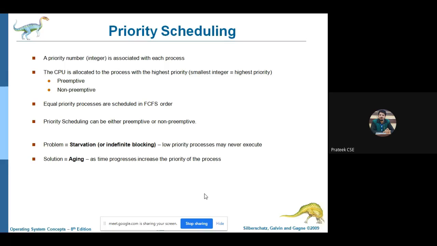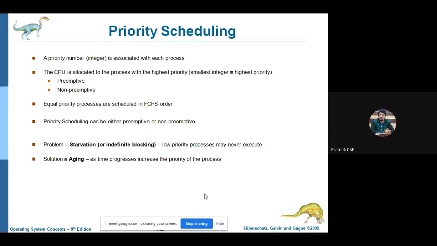And just like shortest job first, this priority scheduling can be either preemptive or non-preemptive. As we have learned, FCFS is always non-preemptive. SJF can be preemptive or non-preemptive. Similarly, priority scheduling can be either preemptive or non-preemptive.